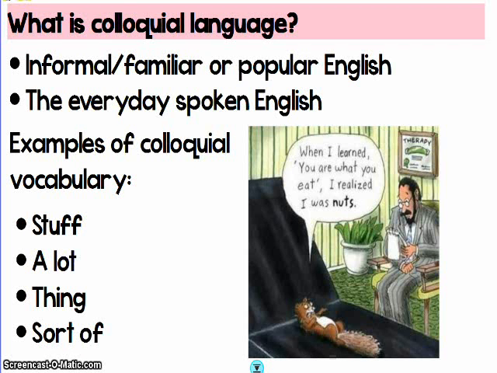Now, one type of informal language is colloquial language. Colloquial language is basically a more sophisticated term to describe everyday informal language. Colloquial language is really just the everyday spoken language. It has a lot of slang words, a lot of contractions. So words that are very casual like stuff, saying, oh, I do a lot of things on the weekend, even using the word thing instead of being more specific, and saying sort of. I sort of get what you're saying, or I kind of get what you're saying. Those are very casual sentences, and they're examples of colloquial language.